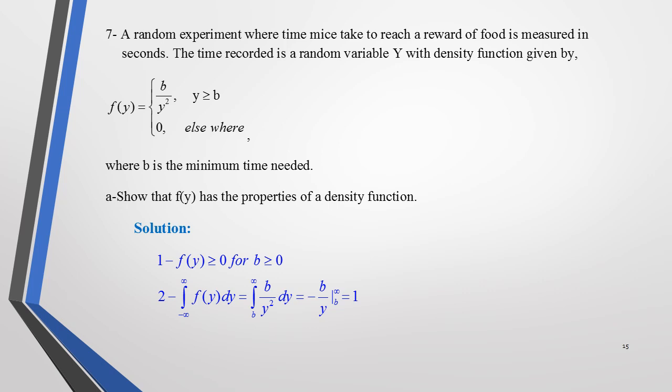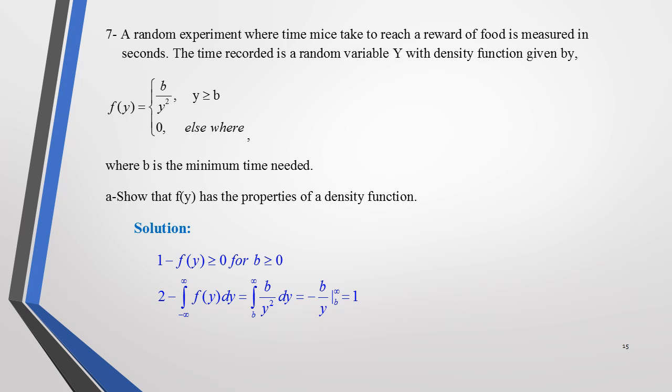Number 7. If a random variable y has a PDF of the form b over y squared for y greater than or equal to b, show that this PDF has the properties of a density function. As we said before, to prove that f of y is a PDF, we need to prove that two conditions are satisfied. The first condition is that f of y is greater than or equal to 0 for all values of y. Here, since b is the minimum time, it is positive. So b over y squared is always positive for all values of y greater than or equal to b.